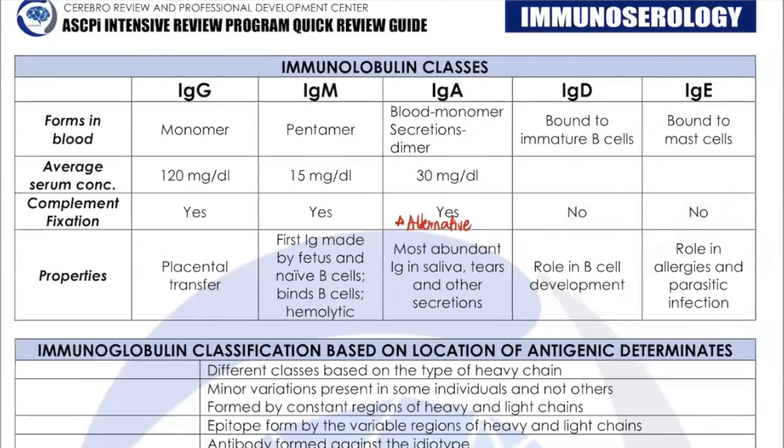Yung IgE kasi is often found in the surface of our basophils and mast cells. Di ba? Nandiyan guys, so it is bound to mast cells and even our basophils. And whenever an allergen is attached to it, nagkakaroon ng degranulation ng ating mga mast cells and basophils, releasing the active substances that are responsible for hypersensitivity reaction. Okay? So, yan.